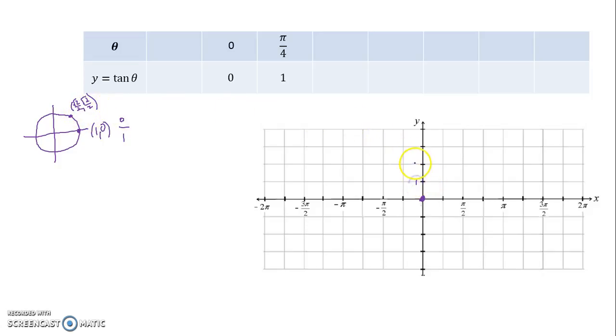So let's get our scale in here real quick. And then you can plot that at positive 1. So I'm just counting by 1 for these because it gives you your nice shape of your tangent graph.